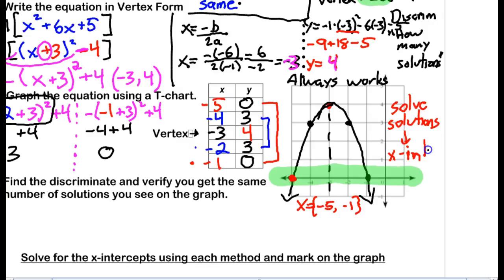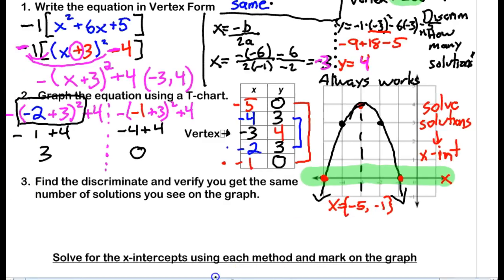So it's a graphical answer. Like if you graphed it, what would it look like? Where would it cross on the x-axis? Right here. And if it crossed 2 times, 1 time, or not at all. So that was the first method.